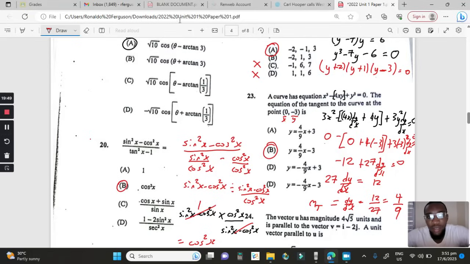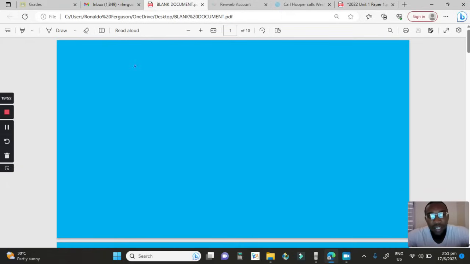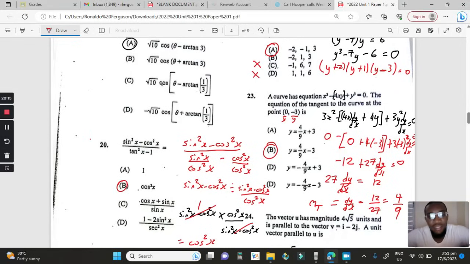Then remember the equation of a line. Once you have the gradient of the tangent, which is 4 over 9, then y equals mx plus c. We already know c was the point. Remember, they gave us the point (0, -3), so c is negative 3. So y would be 4 over 9 x minus 3. So that's why we have that. Nice.